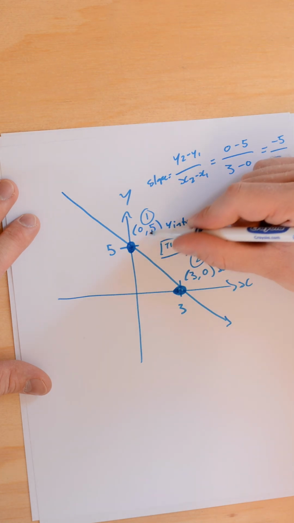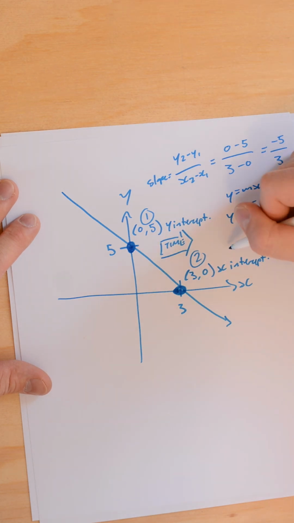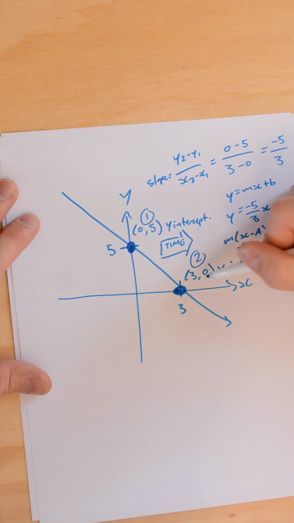The y coordinate of this point is my y-intercept. Or I could do my slope point form that we just discussed. My slope point form, which looks like this. And I could say that's negative 5/3 x. I could choose either point. Let's choose the x-intercept, because why not? So x minus 3 equals y minus 0, or just y. So that would also be slope point form.